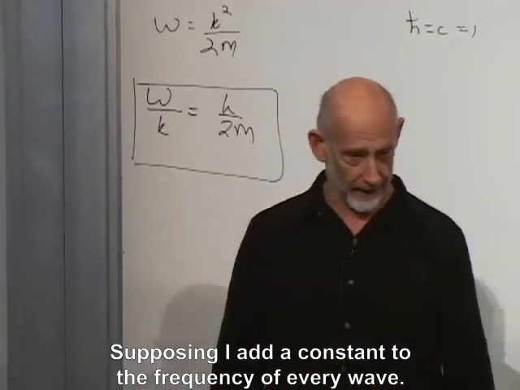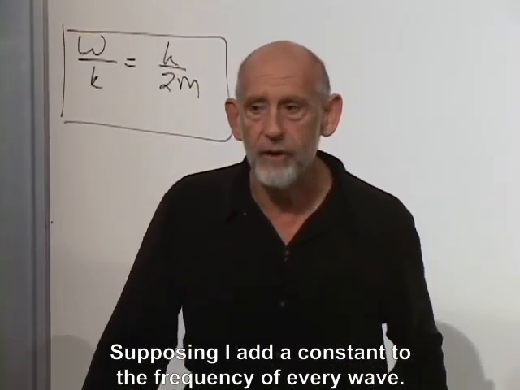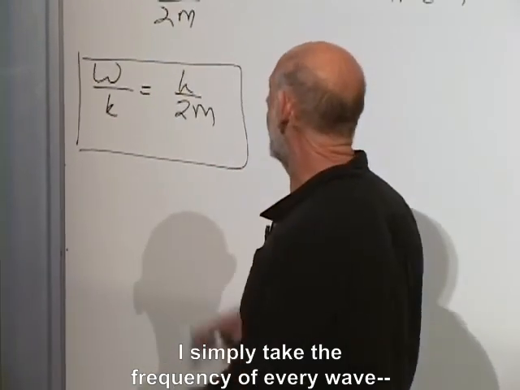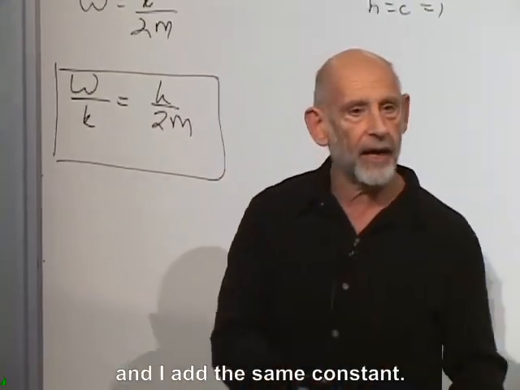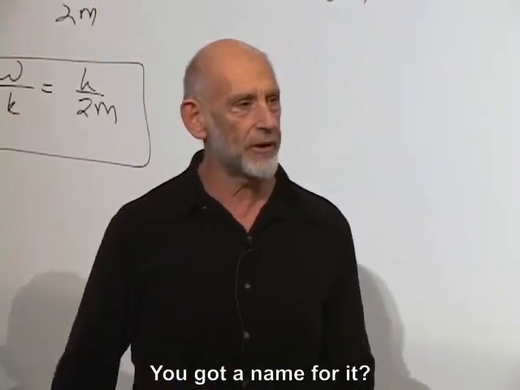Supposing I add a constant to the frequency of every wave. I simply take the frequency of every wave, all of them for all k, and I add the same constant. What should I call that constant? You got a name for it?